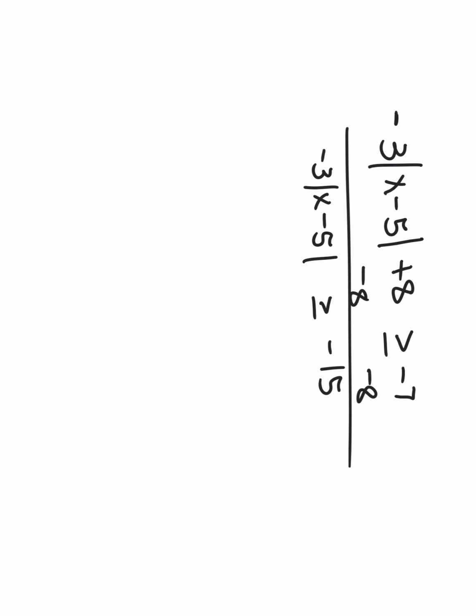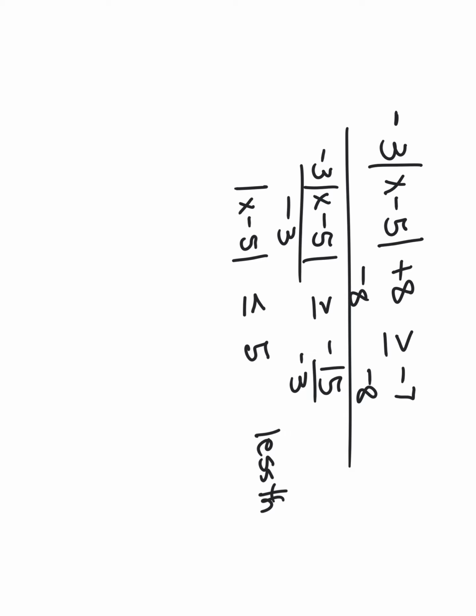I still have a negative 3 outside the absolute value, therefore I'm going to divide by negative 3. When I do that, I get absolute value of x minus 5 is less than or equal to 5. I have to change that to less than or equal because I divided by a negative number. Because this is less than, that tells me that my inequality is going to be an and, my compound inequality.